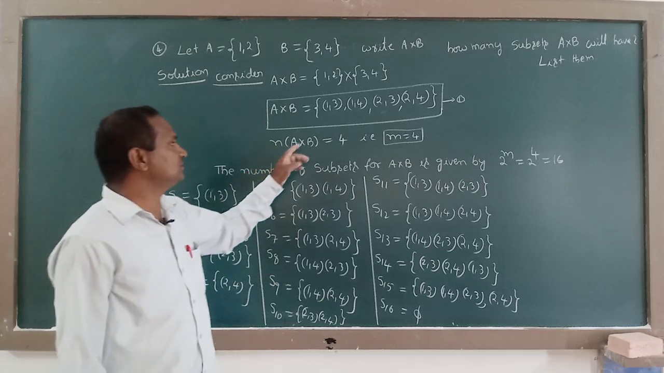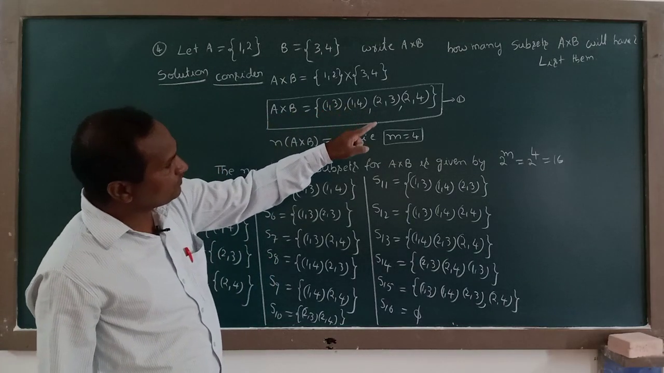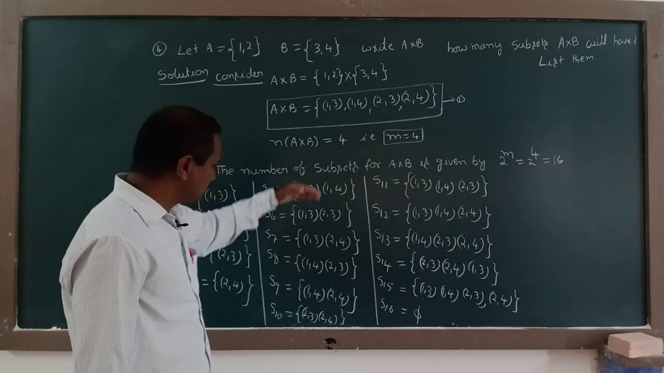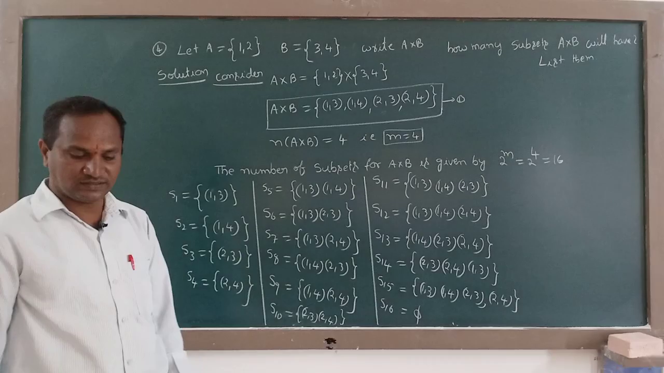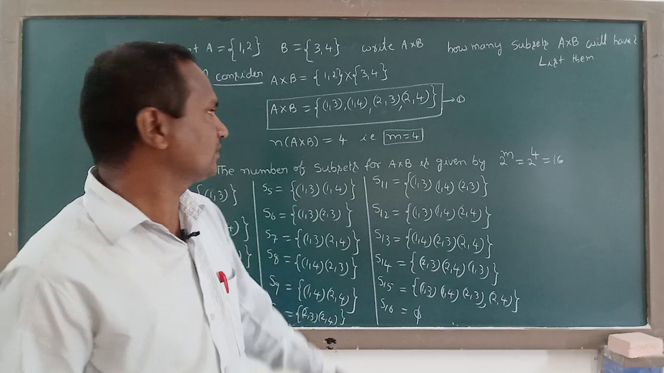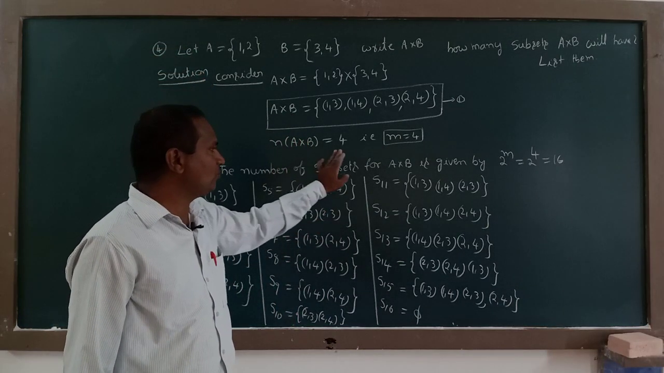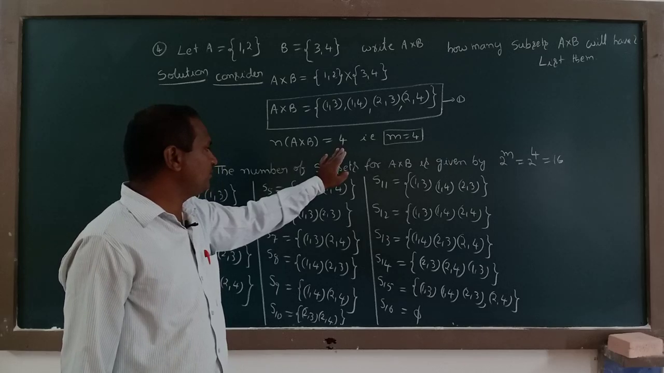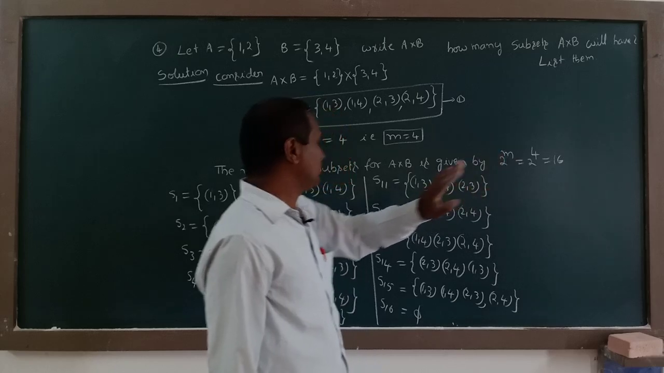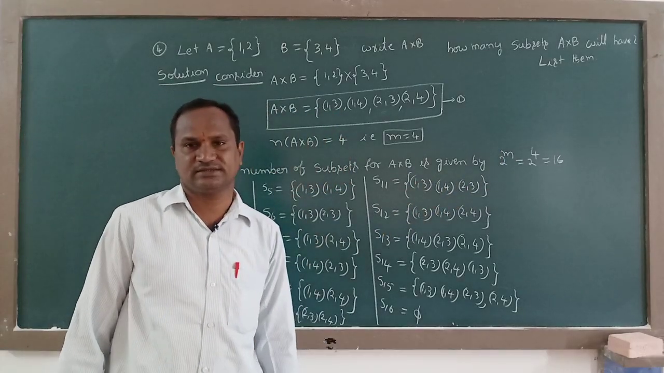They are asking 3 questions here. See here, A cross B. How many subsets does A cross B have? 16 subsets. The second question is to list them. Like that, 3 sub-questions are asked in one question. We first found A cross B, which has 4 elements. With the number of elements, we can easily write the number of subsets, 16. Then we list all 16 subsets.